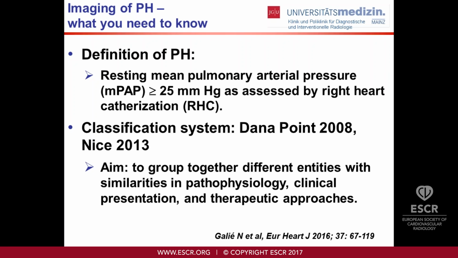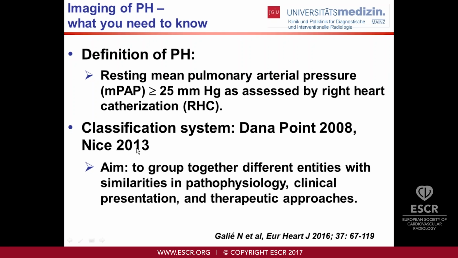Now, how is pulmonary hypertension defined? The definition is quite easy. It's defined as a resting mean pulmonary arterial pressure of 25 millimeters Hg or above, as assessed by right heart catheterization. This definition makes it clear that to this day, for the final diagnosis, all patients have to undergo a right heart catheterization.